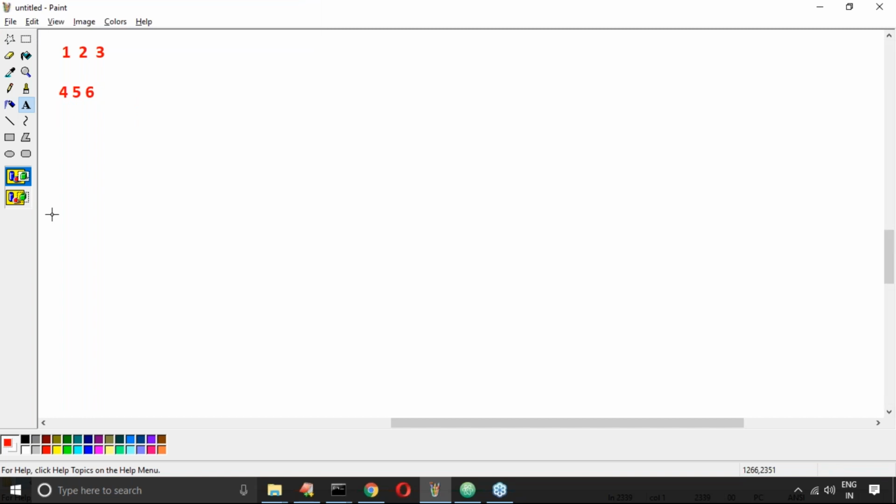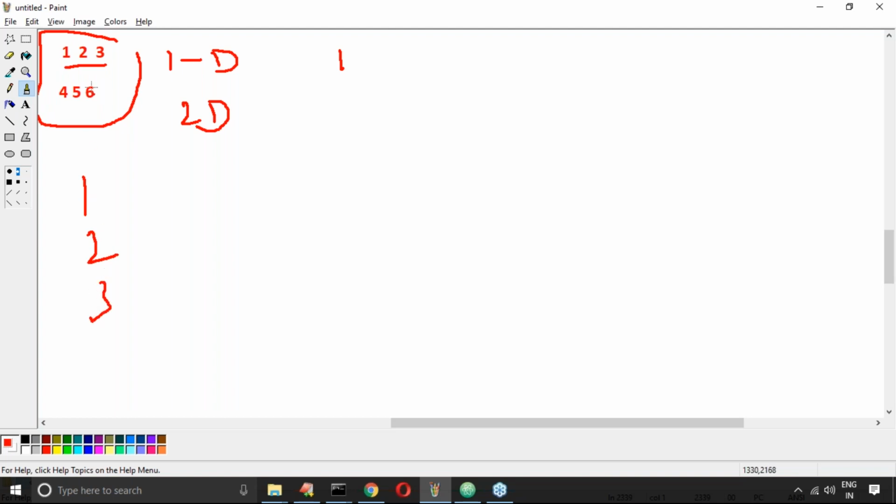Now I want to do it based on axis 1. The result will be a 2D array, since I'm taking 1D arrays. I want to do it column wise. Column wise means take a row and make it a column: 1, 2, 3. Take a row and make it a column: 4, 5, 6.